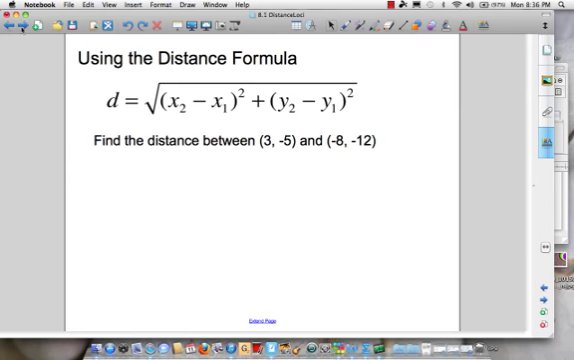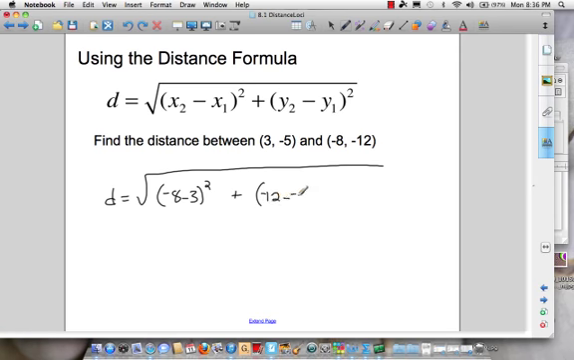Let's look at how to use the distance formula. Suppose you're asked to find the distance between 2 points. Well, you just plug into the distance formula. The distance is going to be the square root of, and then I have to subtract the x-coordinate. So negative 8 minus 3 and square that. And then to that I have to add the difference of the y-coordinates, negative 12 minus negative 5 squared.